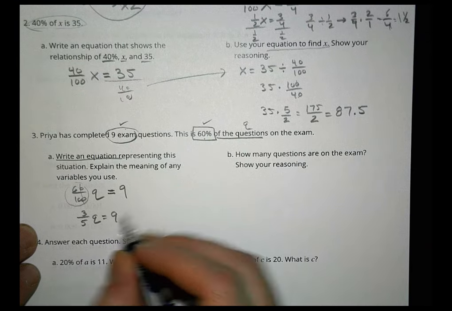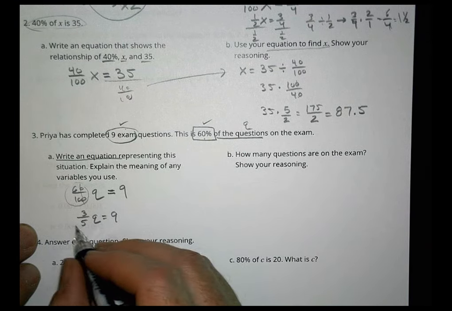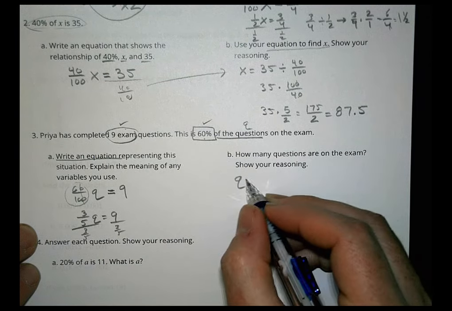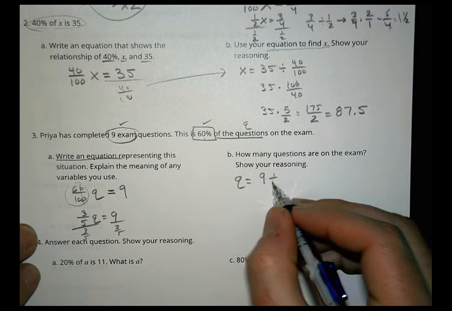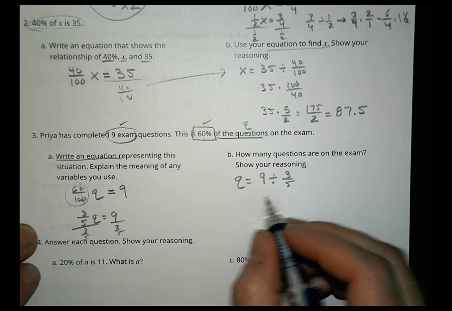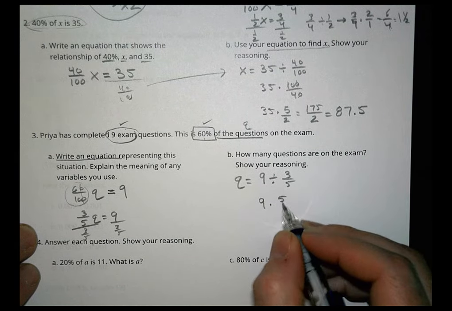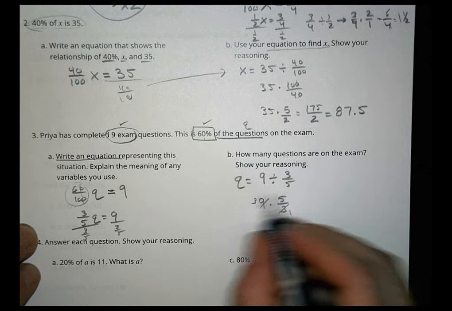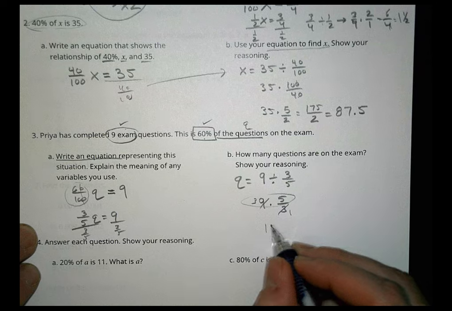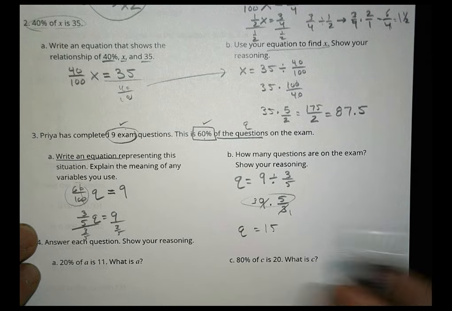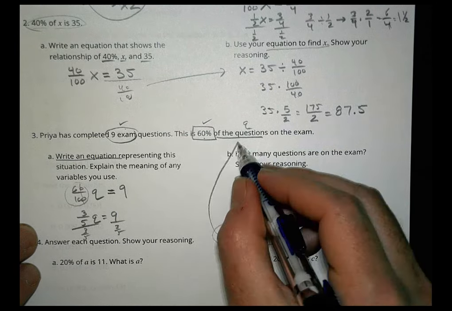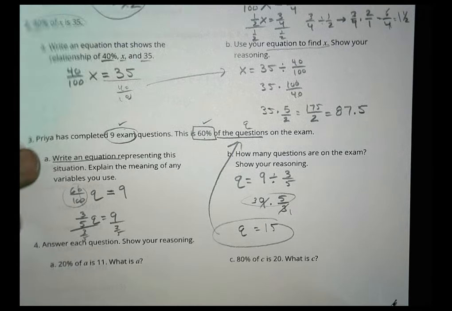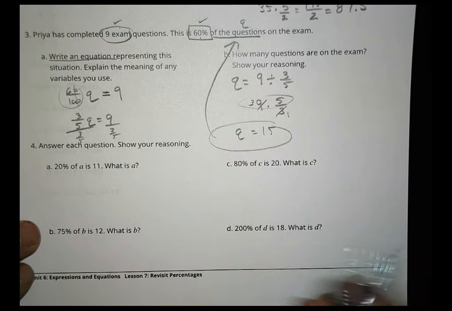Q equals 9. So now we're going to divide both sides by 3/5, so that we say that Q equals 9 divided by 3/5. That becomes 9 times 5 over 3. 3 goes into 9 3 times, and 3 times 5 is 15. So Q equals 15. That means the number of questions on the exam is 15. All right, number 4.